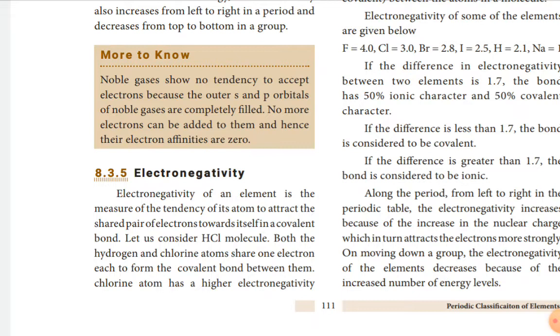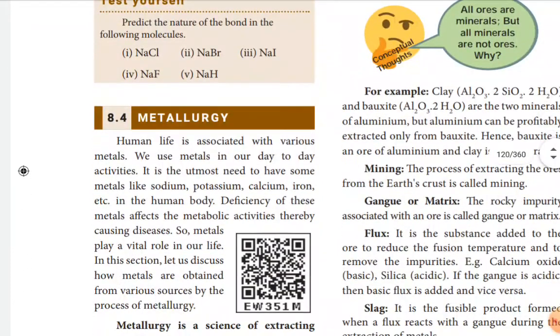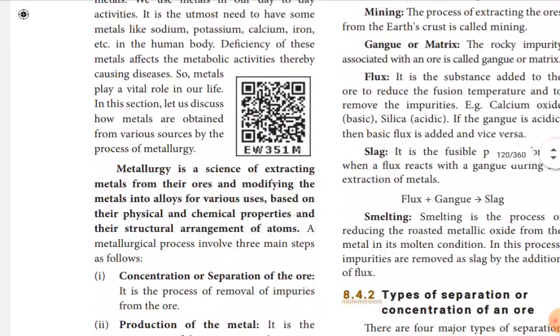Then next one, already we learned about metallurgy, we started it. Metals are very important and play a vital role and also take part in metabolic activities. Examples: sodium, potassium, calcium, iron. And we know metallurgy is the science of extraction of metal from their ore. And in this there are some steps: first, concentrating the ore, extraction of metal, refining of metal.